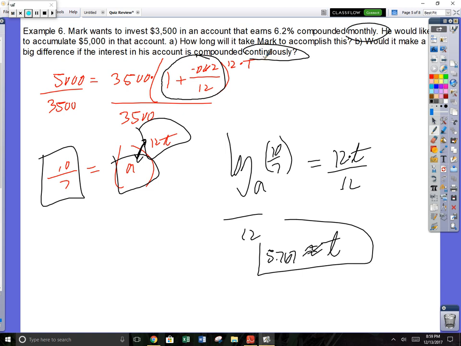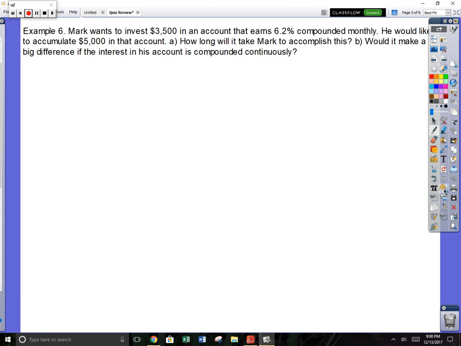So continuously is always a better deal than monthly, but this is really a short window. So investments are intended to be a 35-year deal. So 5-year investment, you're probably not going to see much difference, but you would always rather have the bank pay you interest every second of every day instead of just once a month. So continuously is going to be a way better deal, but really not in the short run. It's the long haul that it's the big deal.